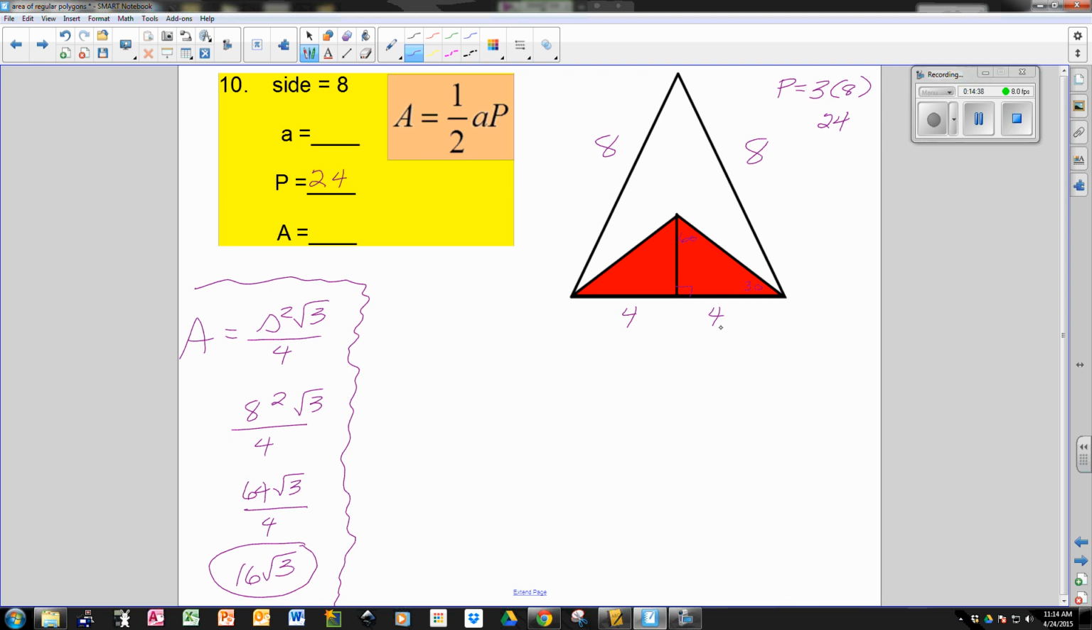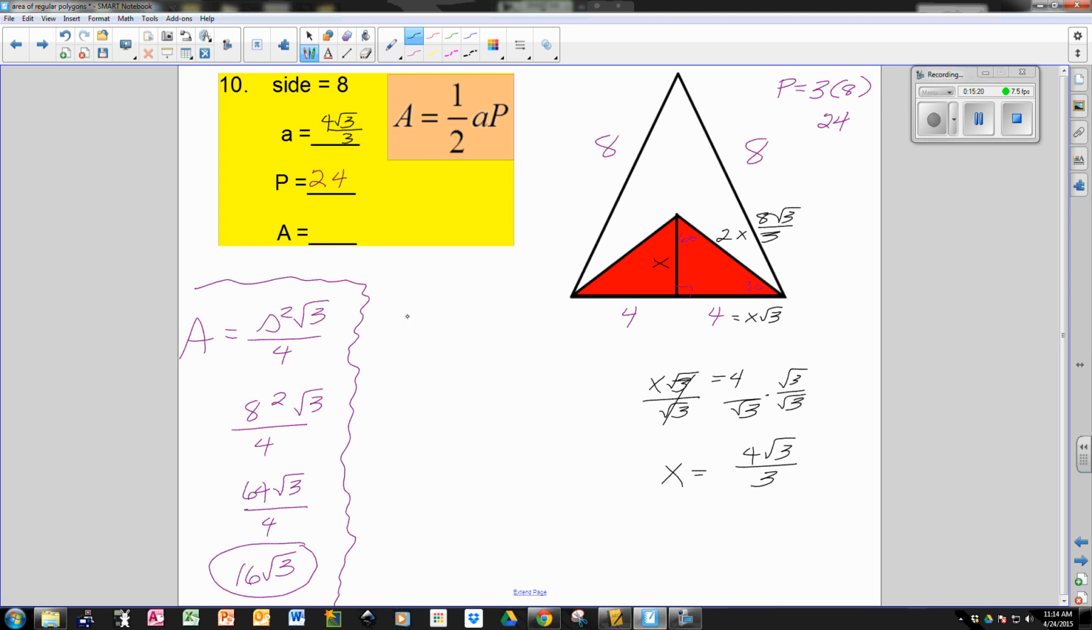So what I'm going to do is remember my labels: across from the 30 is x, the hypotenuse is 2x, and this side is x square root of 3. Well, if x square root of 3 equals 4, then I have to divide by the square root of 3. Remember we have to rationalize the denominator. So x becomes 4 square root of 3 over 3. So there's my apothem: 4 square root of 3 over 3. That makes this side 8 square root of 3 over 3.